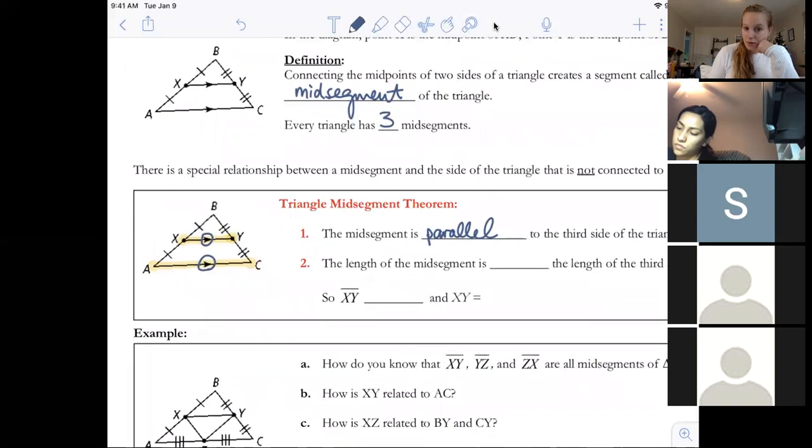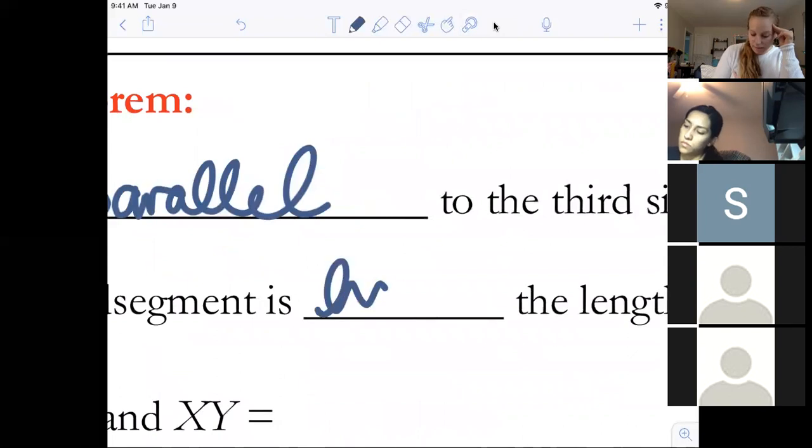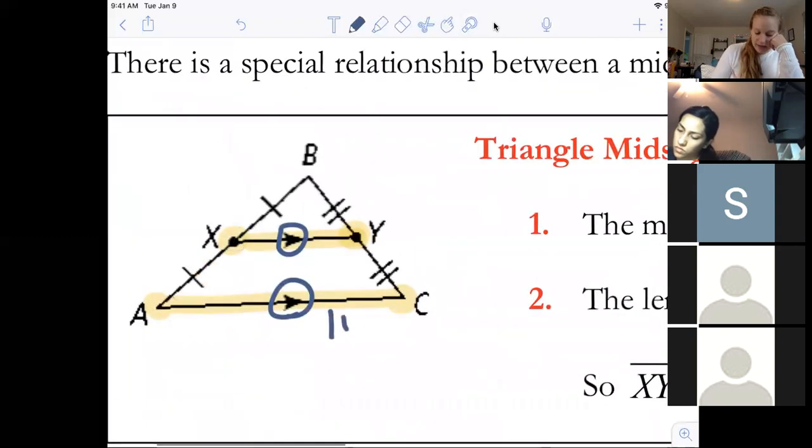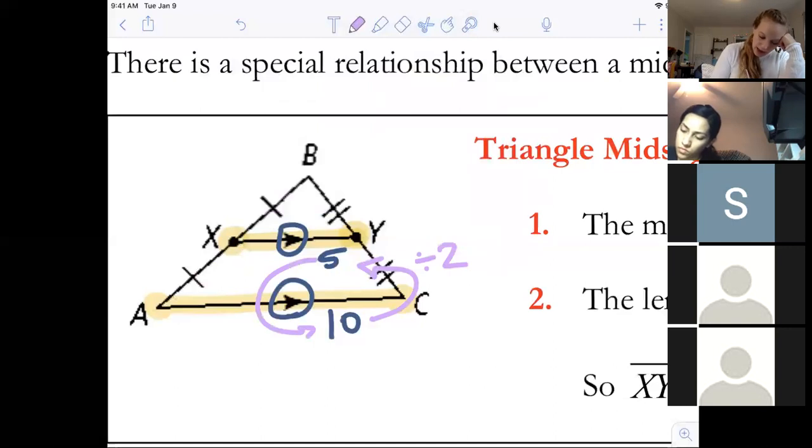The other thing that's special, first is that they're parallel, second is that the length of the mid-segment is half of the length of the third side. So if I said that AC was 10, half of that is how long XY is, which is 5. If you go from the long side, the third side, to the short, the mid-segment, you divide by 2. But you could also go the other way, and that would be times 2. So 5 times 2 is 10. The mid-segment times 2 is the length of the third side, or the other way around, the length of the mid-segment is half of the third side.